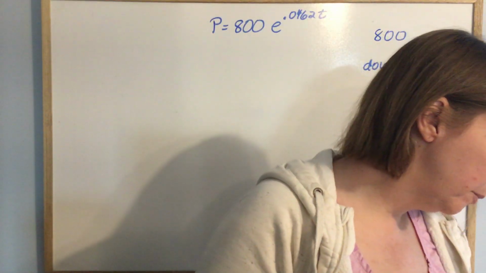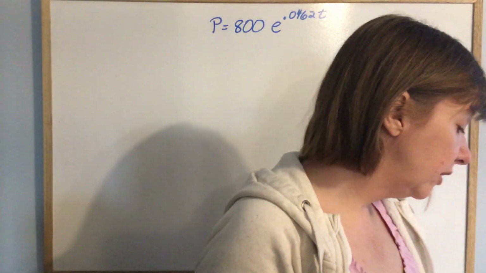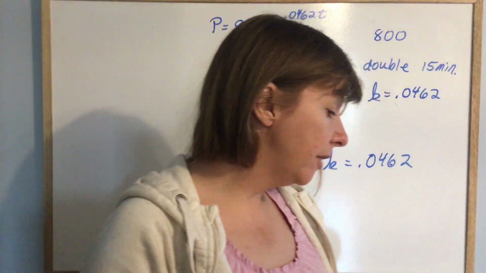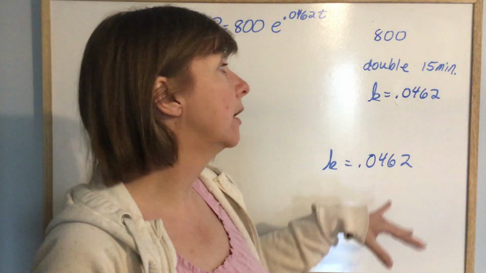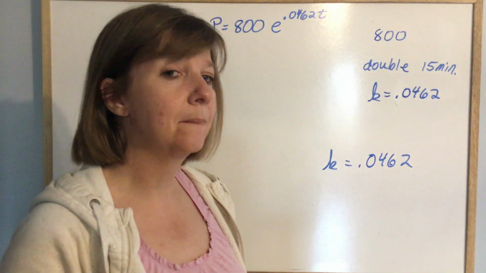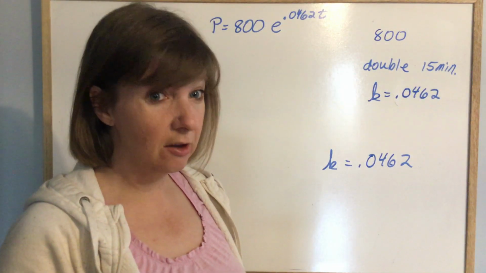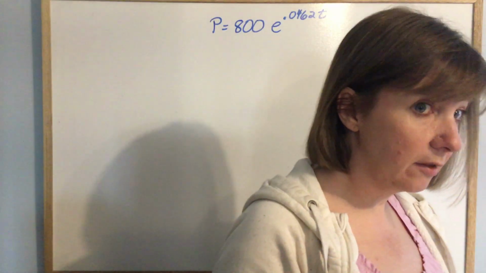Part B, interpret the value of k. I already did that for you. I said that that actually means this particular bacteria is growing by about 4.6% every single minute. That's really scary. So it means if you get infected, it's not going to take long.